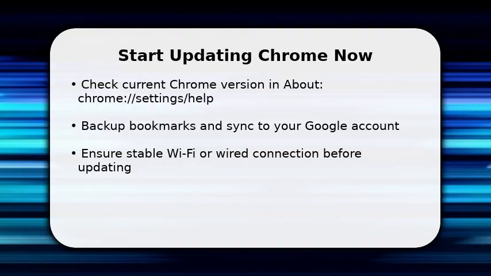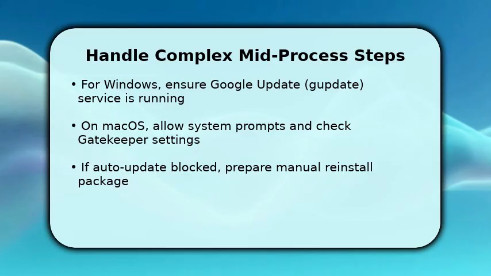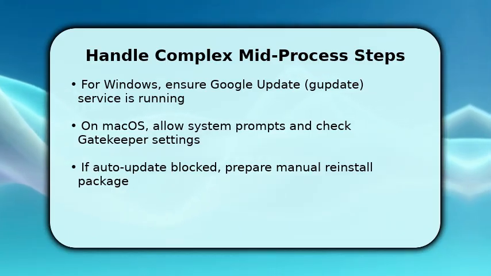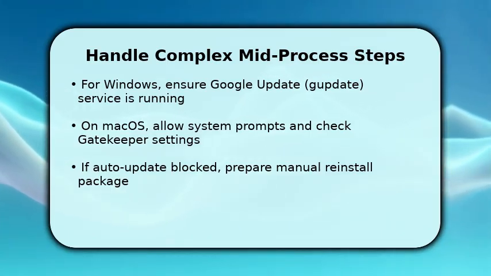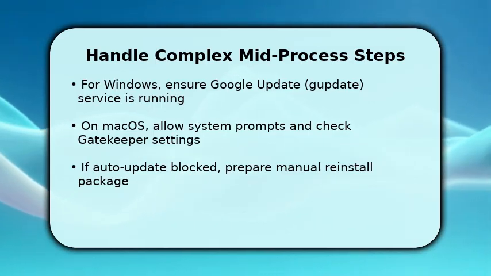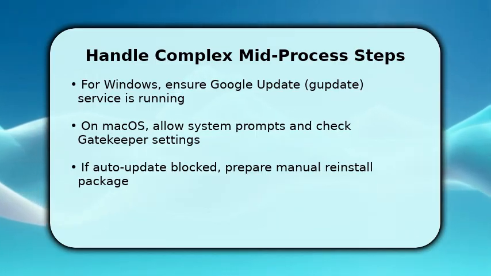As the update progresses, you may need to resolve platform details. On Windows, verify the Google Update service is enabled. If it's disabled, restart it from Services. On macOS, accept installer dialogues and check that Gatekeeper isn't blocking the signed package. For corporate or school devices, contact IT to lift policies or fetch a signed offline installer.